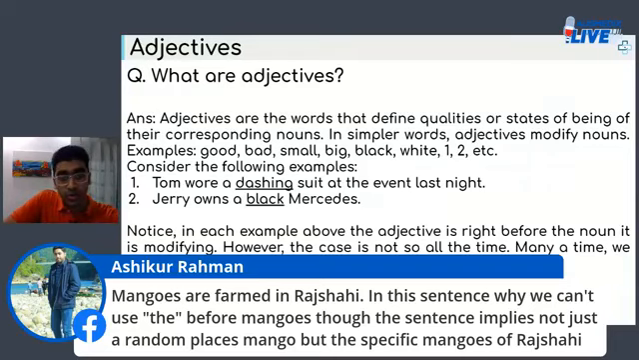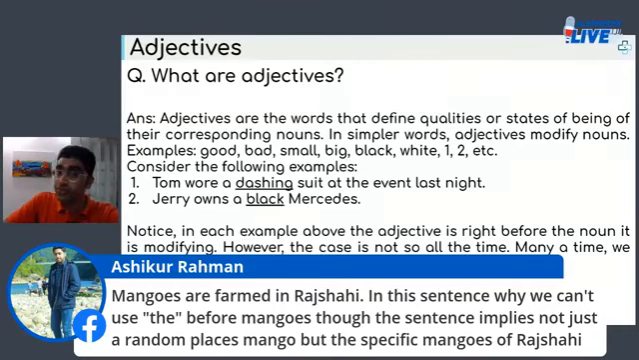So you want to say that mangoes are farmed in Rajshahi. It's a very general statement. There is no specificity or specification in this particular sentence. You're talking about mangoes in general, that mangoes are farmed in Rajshahi, right? Which is why we're not putting the definite article the before mangoes here.